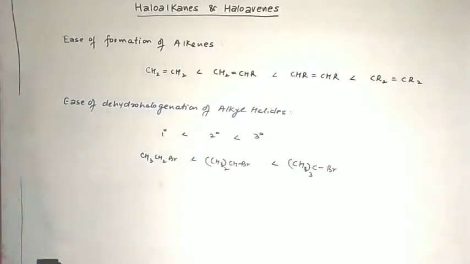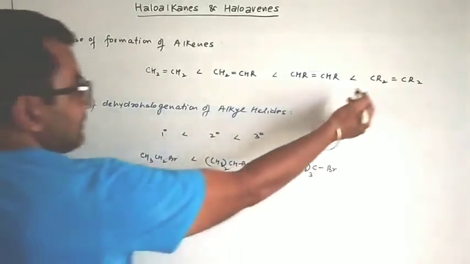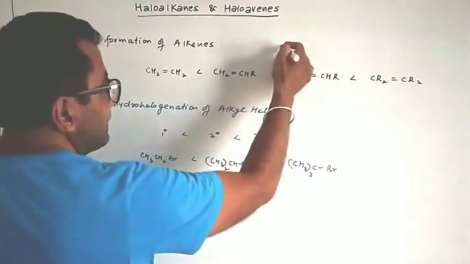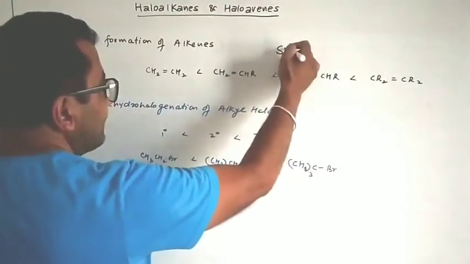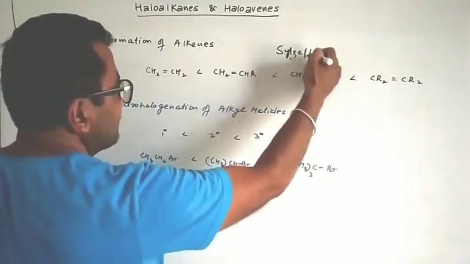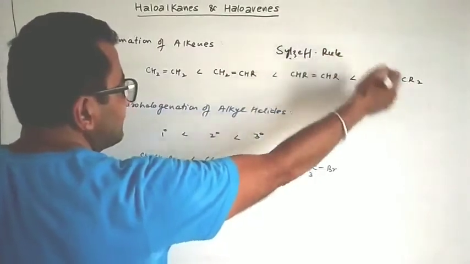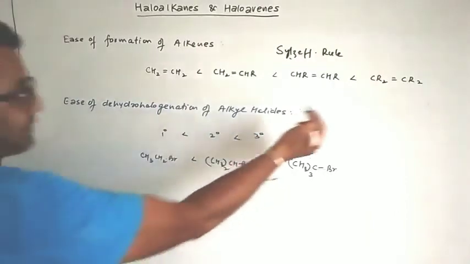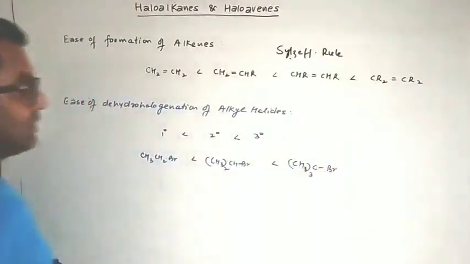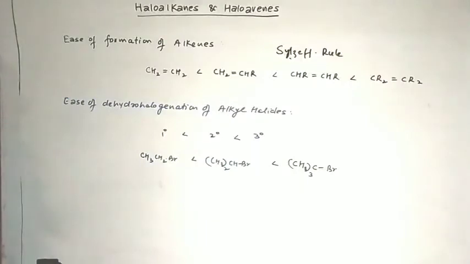So this is about the ease of formation of alkene. More substituted alkene is easily formed. That you can compare with the help of the Saytzeff rule, as we already discussed. So the more stable the alkene, the more easily its formation takes place. So more easily means this is highly substituted, so this will form fast.